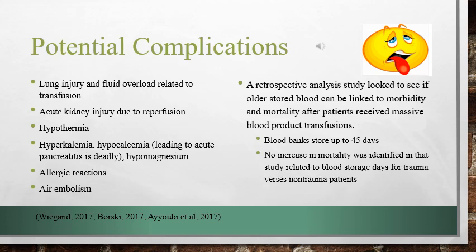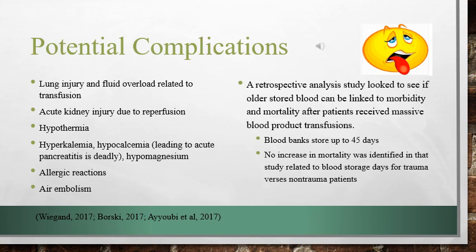Some of the labs you really need to pay attention to is your potassium and your magnesium and your calcium. So you can end up with hyperkalemia, hypocalcemia, which can lead to acute pancreatitis, which can be very deadly for these patients. And you can have hypomagnesemia, okay? You need to be looking for potential allergic reactions and air embolism. Remember, this is running at a high rate. It's a big tubing. You can accidentally deliver an air embolism to your patient. So it's very important to slow down, make sure things are clamped.